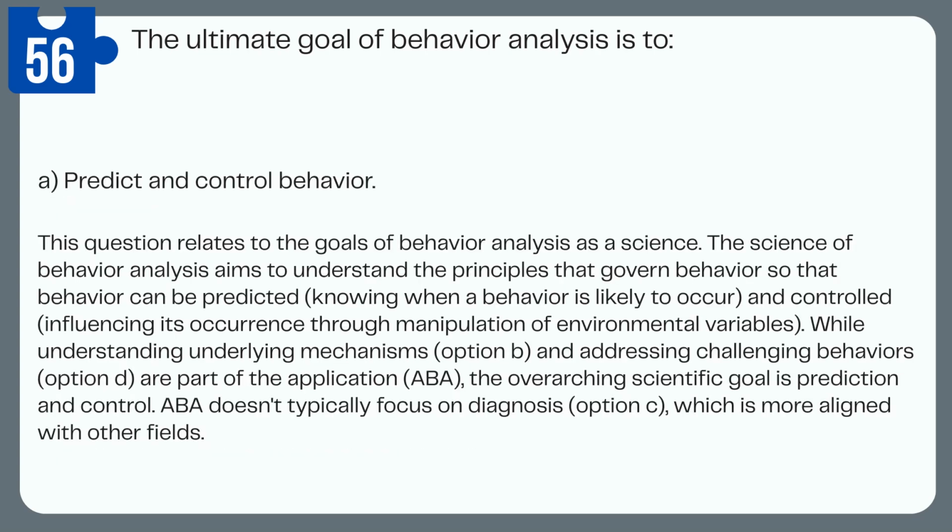Answer: A. Predict and control behavior. This question relates to the goals of behavior analysis as a science. The science of behavior analysis aims to understand the principles that govern behavior so that behavior can be predicted, knowing when a behavior is likely to occur, and controlled, influencing its occurrence through manipulation of environmental variables. Understanding underlying mechanisms, option B, and addressing challenging behaviors, option D, are part of the application, ABA. The overarching scientific goal is prediction and control. ABA doesn't typically focus on diagnosis, option C, which is more aligned with other fields.